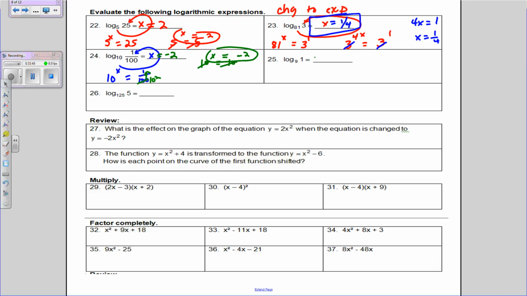For 25, put an x in the blank, circle around. We have 9 to the x equals 1. And so that one feels a little bit tricky, but it's easiest just to think about that. Anything to the what power equals 1, so that means x equals 0.